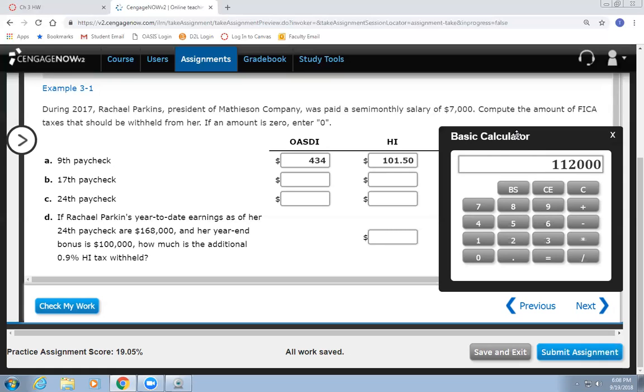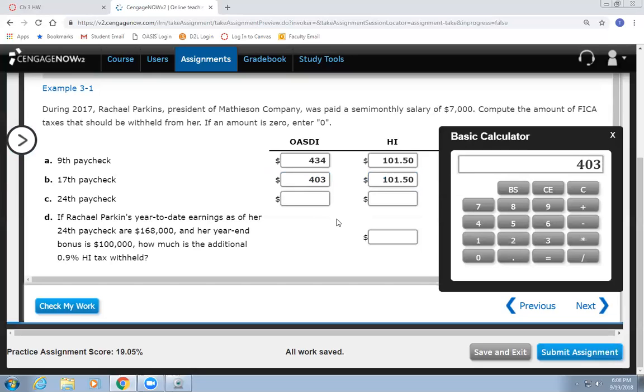So on that 17th paycheck, it's $7,000 of taxable wages. We're only going to calculate 6.2% of the 6,500 remaining until she meets that limit. Okay, does that make sense? So 6,500 times 6.2%, we should get what, $403? Well, you don't really need to recalculate the high or the Medicare. It's the same because she hasn't hit that extra 0.9%. So it would be the 101.50.